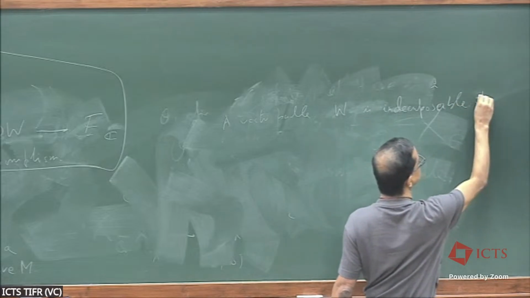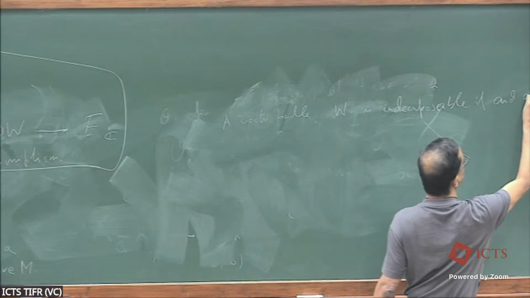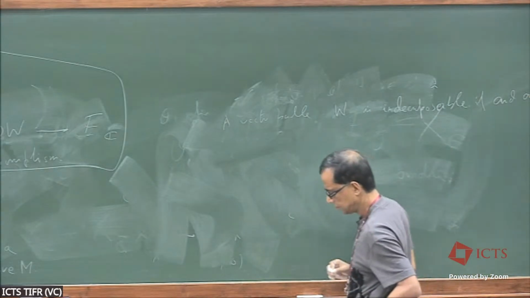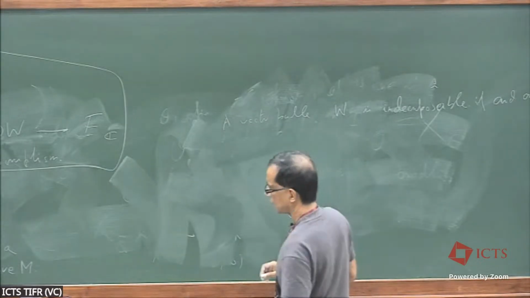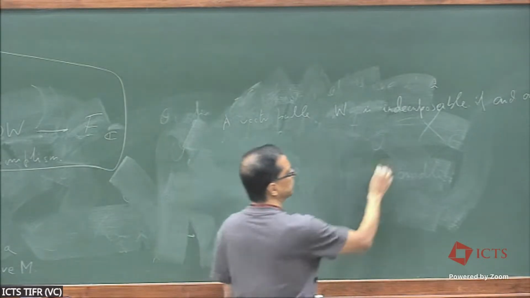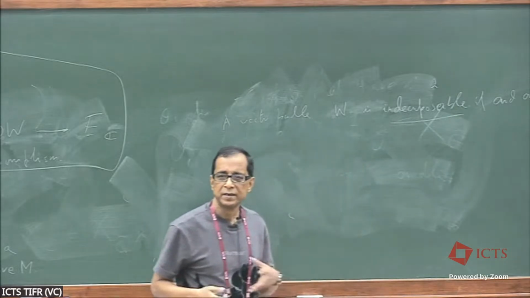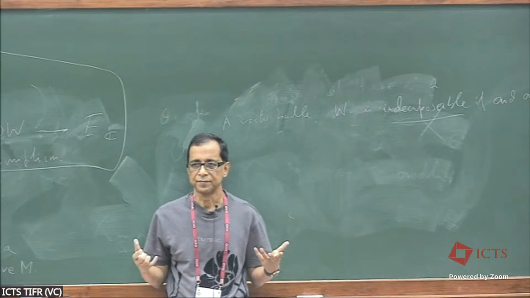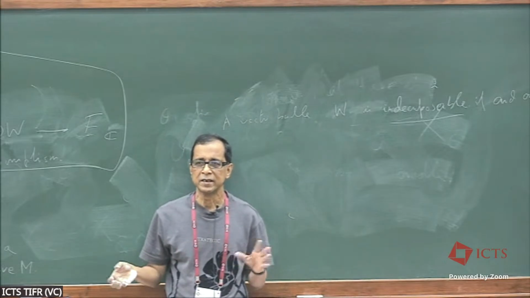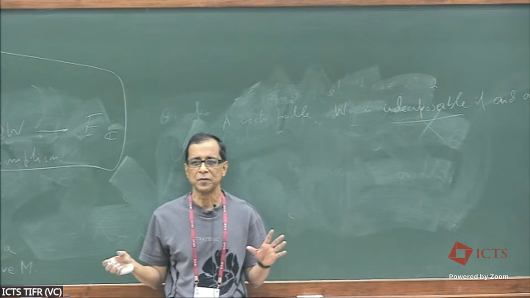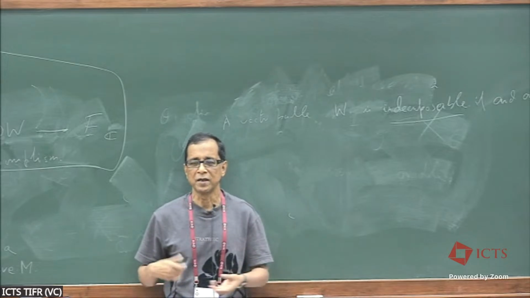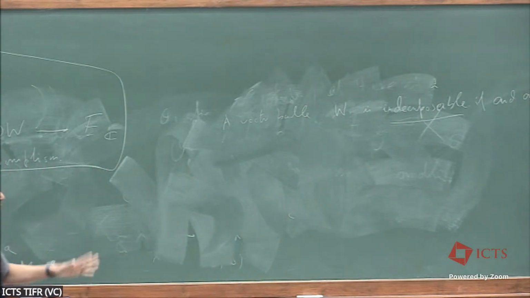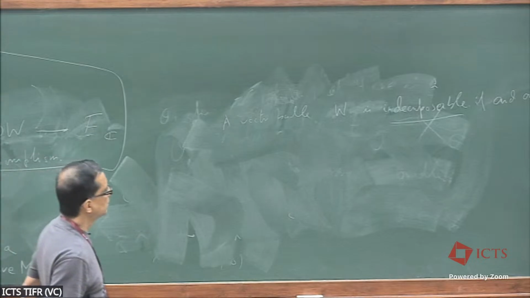if and only if... what is meant by indecomposable? Indecomposable means it cannot be written in a non-trivial way as a direct sum of two vector bundles. If it is written as a direct sum of two vector bundles, one of them has to be full and the other has to be 0. That's the only way you can decompose it. That's a trivial way. There's no other way to decompose it. So that is called indecomposable.